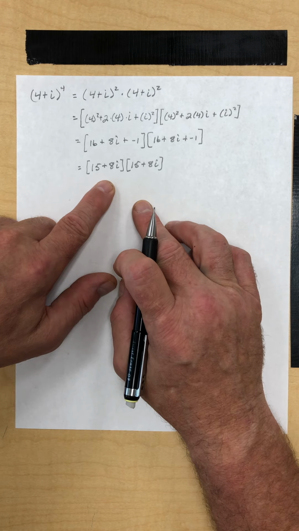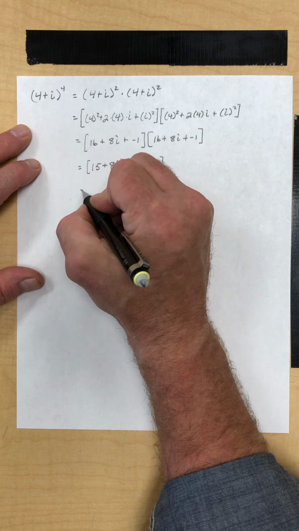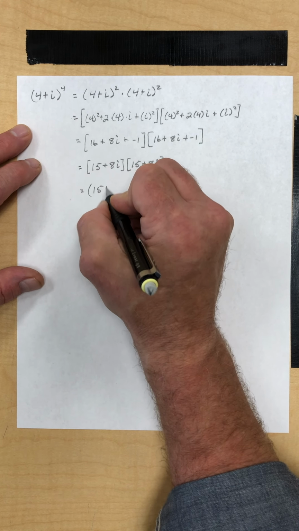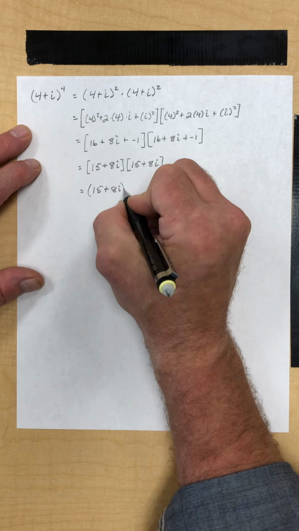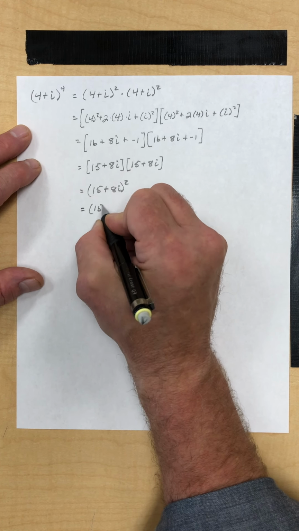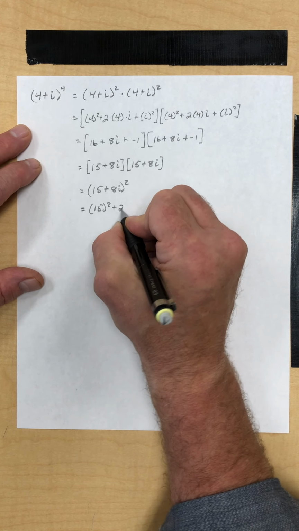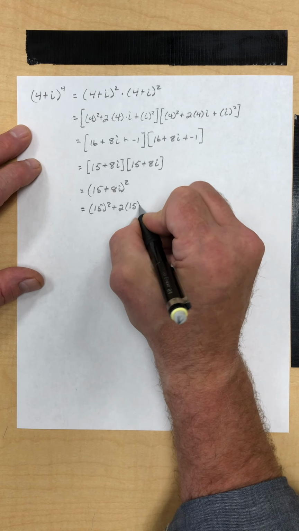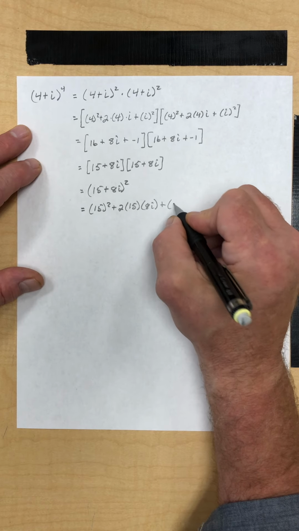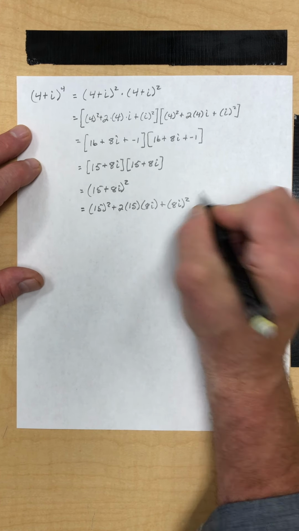Okay, so you could use the FOIL method there if you wanted to, or isn't this just the same as squaring 15 plus 8i? So I'm going to use my formula. You go ahead and use the FOIL method if you want. Okay, (15 + 8i) squared. I'm going to do it that way. Okay, so I'm going to get 15 squared plus 2 times 15 times 8i plus (8i) squared. You got to make sure you square all of it.